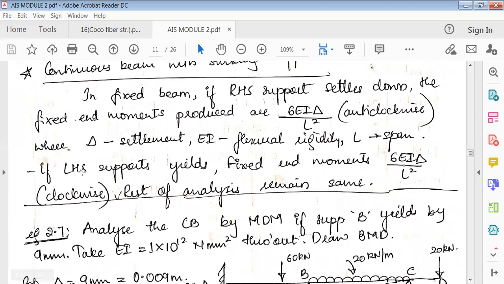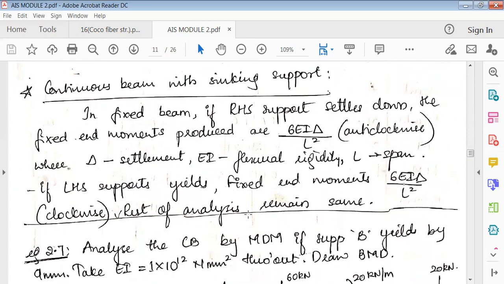Similarly, if the left hand support yields or settles or sinks, then the fixed end moment which should be applied in order to adjust is plus 6 EI delta by L square. The rest of the analysis would be the same.